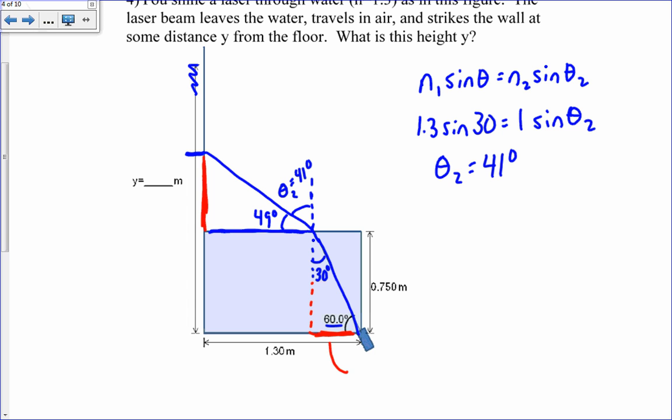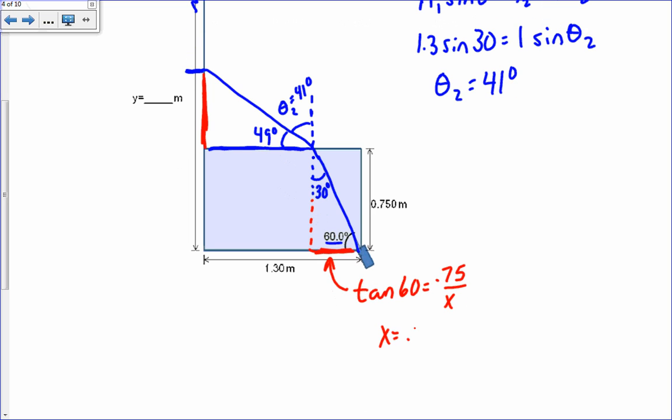So for this side, I can say the tangent of 60 is opposite over adjacent. That's going to be 0.75 over x. Then I can solve that for x and find that x is 0.43 meters. If that's 0.43 meters, then this distance is 1.30 minus 0.43, which is equal to 0.87 meters. So I have 0.87 meters here.